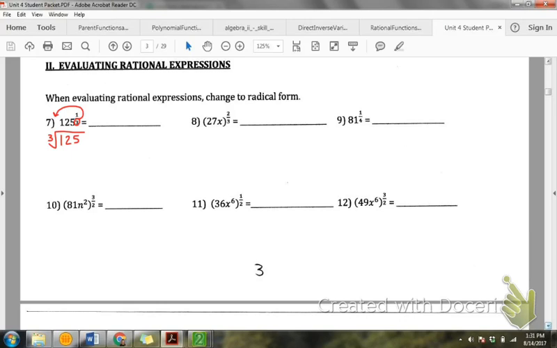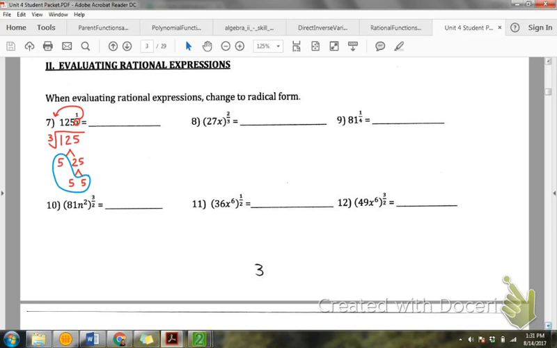So let's go ahead and break 125 apart. What makes 125? 5 and 25 make 125, right? And then what makes 25? 5 and 5. Remember, we needed a group of 3 things. Do we have a group of 3 things here? Okay. So I have 3 5s.